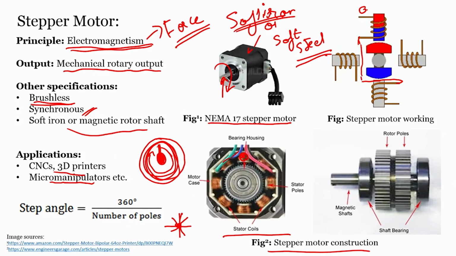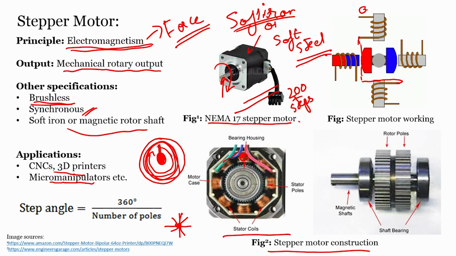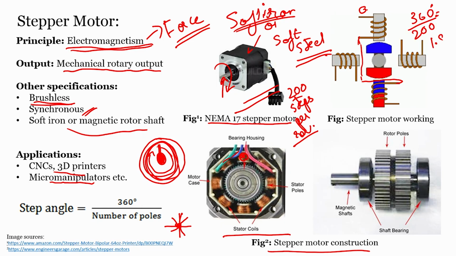The NEMA 17 stepper motor that we showed here, right, has 200 steps per revolution. That means each 360-degree turn will be divided into 200 steps, which is equal to 1.8 degrees. So, this stepper motor can rotate in steps of about 1 degree, or even smaller than this.